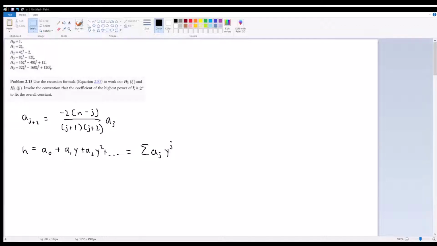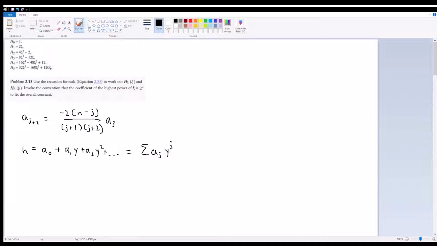Okay, 2.15, we're asked to find the h5 and h6 Hermite polynomials. I've included the first 5 for reference right here, just so we can look back to it later on. We also have the recursive formula that we've defined earlier in this section for the analytic method, and we know that h, which is what the Hermite polynomials are based off of, is a power series in a_j multiplied by y to the power of j.